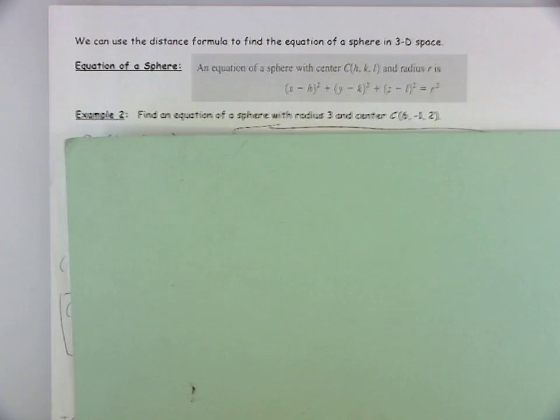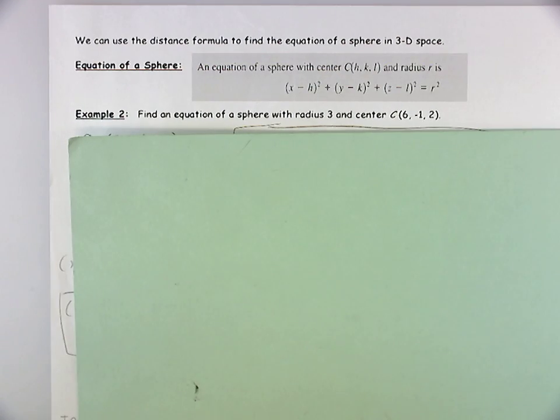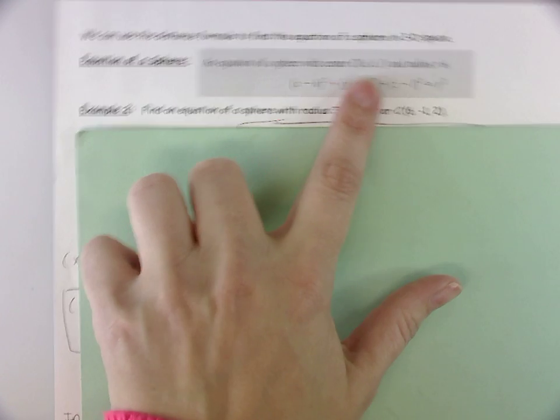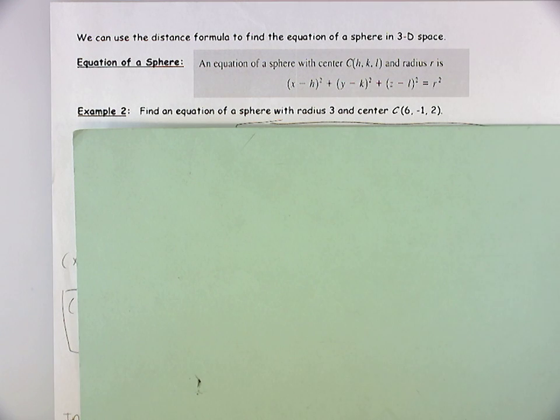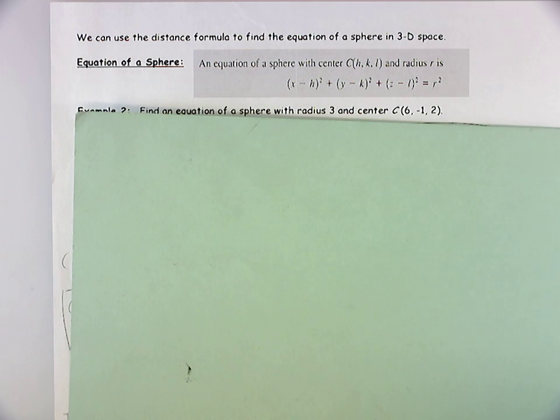All right, so starting with example 2, we're going to use the distance formula to find the equation of a sphere in 3D space. So here's going to be our equation. The center is h, k, and l, and that's just what they use instead of x, y, and z. Now this equation is really similar to what other equation? To the circle, okay, which makes sense because a sphere is a circle in 3 dimensions.